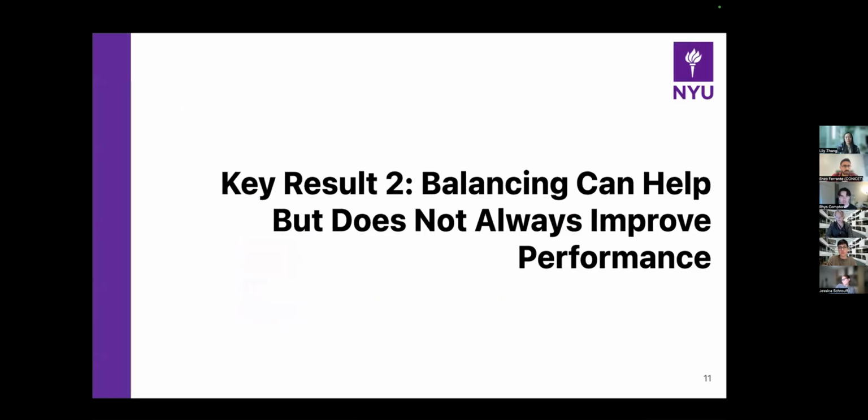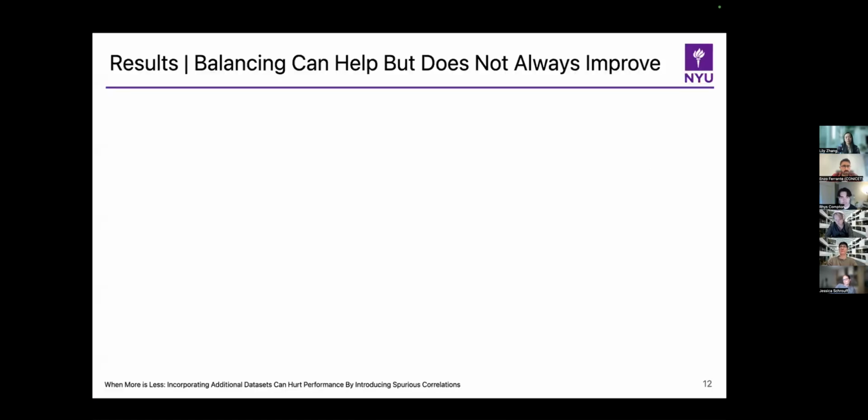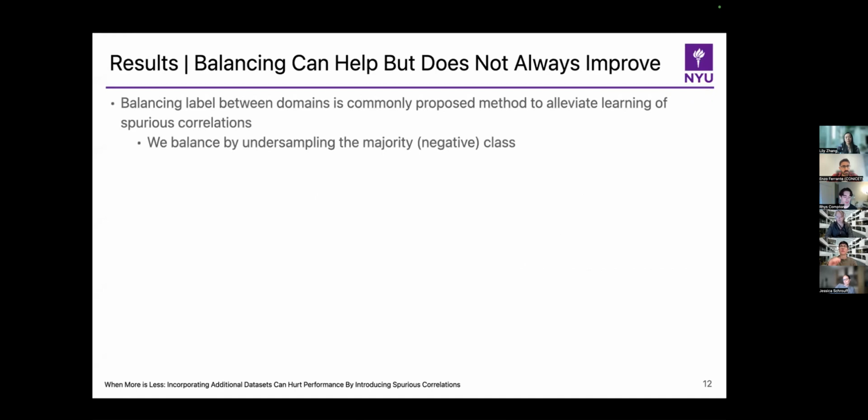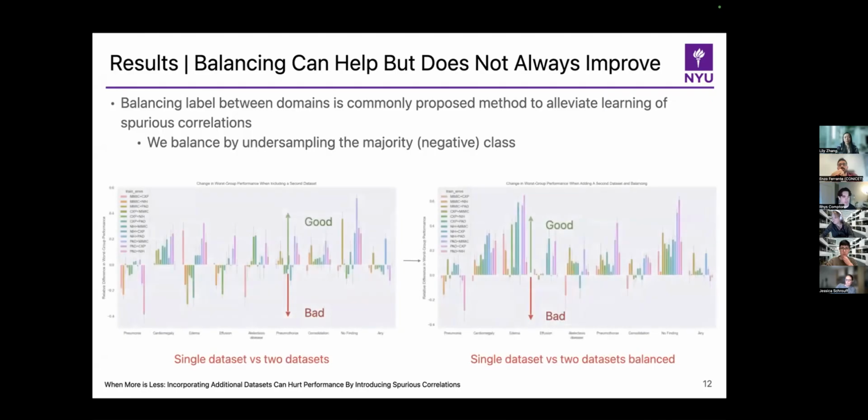So we come down to the second key result, which looks at balancing as a way to help this. Balancing the label proportion between domains, or between hospitals in our case, is a commonly proposed method to help fix this learning of spurious correlations. We do the balancing by undersampling the majority, typically negative class, as previous work shows this to be the optimal way to undersample.